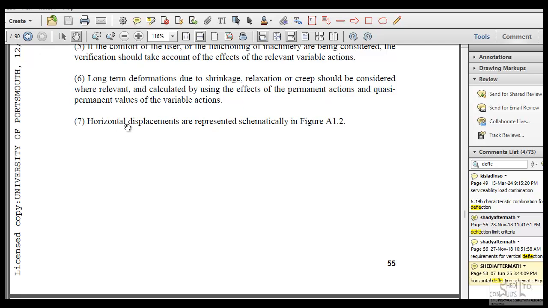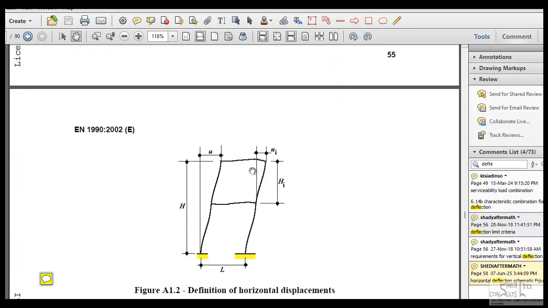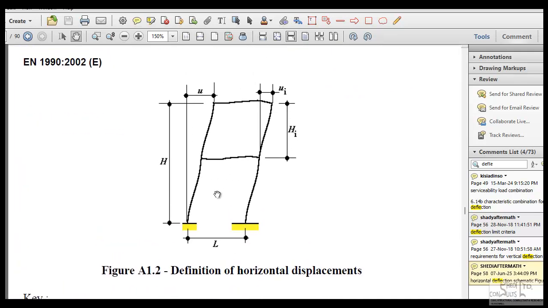Now, it says lateral deflection is evaluated in line with the schematic represented in figure A12. Figure A12 shows that, depending on the specific Eurocode requirements, you have to check the lateral deflection of the top of the node with reference to the bottom of the portal frame. Okay, so this is the entire story deflection evaluation.